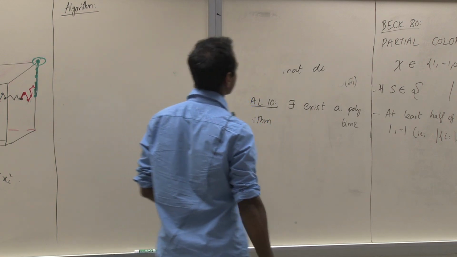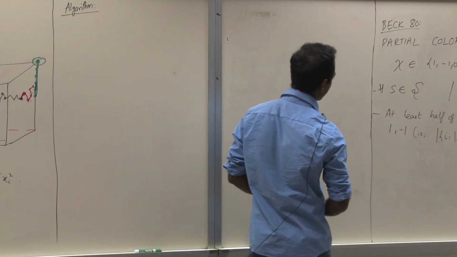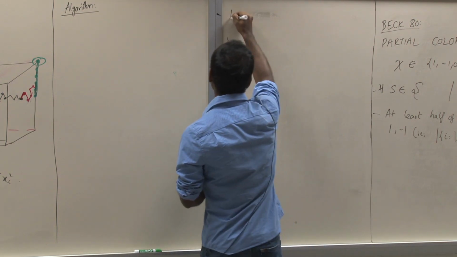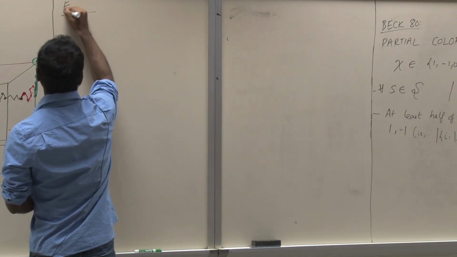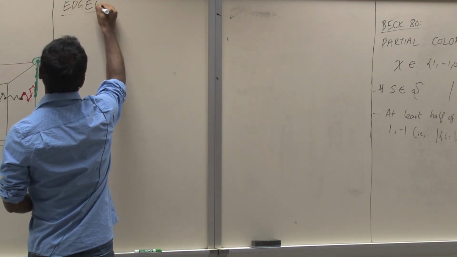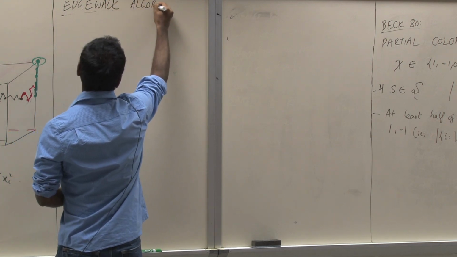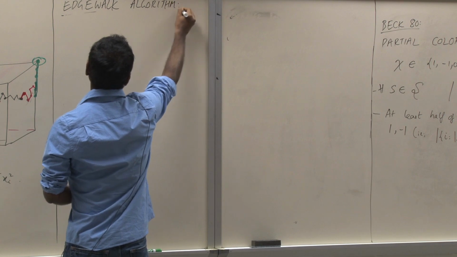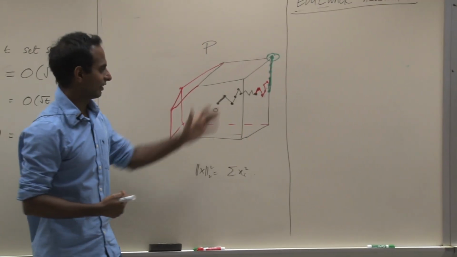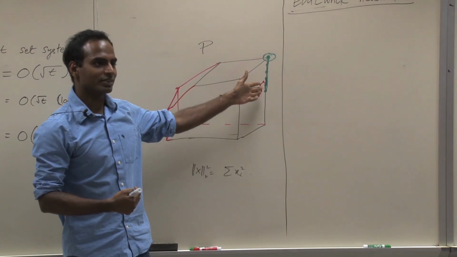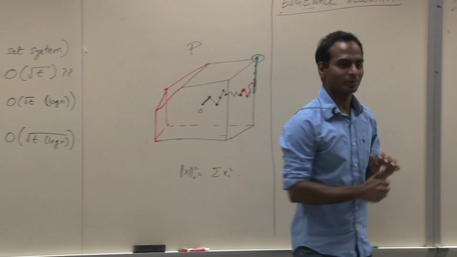Before I go further, let me just say that we call this the edge walk algorithm. Why is it called edge walk? Technically speaking, you should call it the face walk because you're walking as much on the faces, but edge walk sounds cooler. So you're walking on the edges as much as possible.